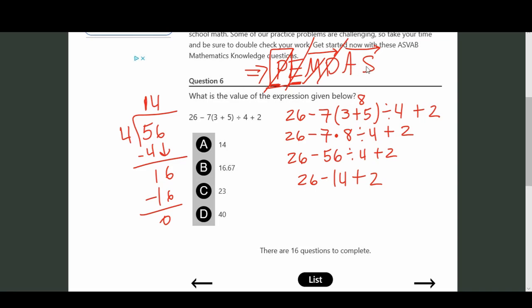In other words, addition and subtraction are equivalent. Whatever shows up first from left to right, that's what we're going to do first. So as you can see, subtraction showed up first, namely 26 minus 14. Let's work on that. 26 minus 14 is going to be 12 plus 2. So we did our subtraction, and the only thing we have left is addition. 12 plus 2 is 14.